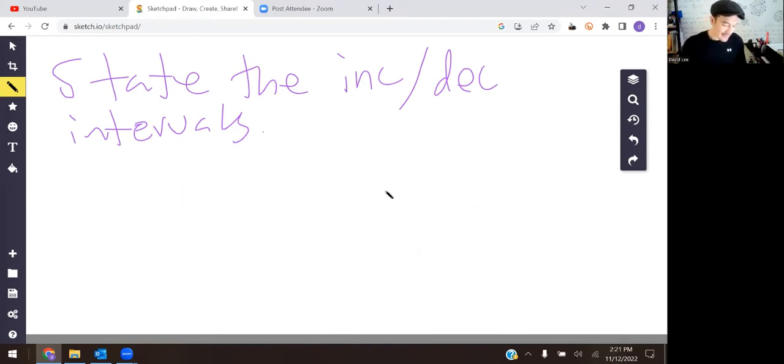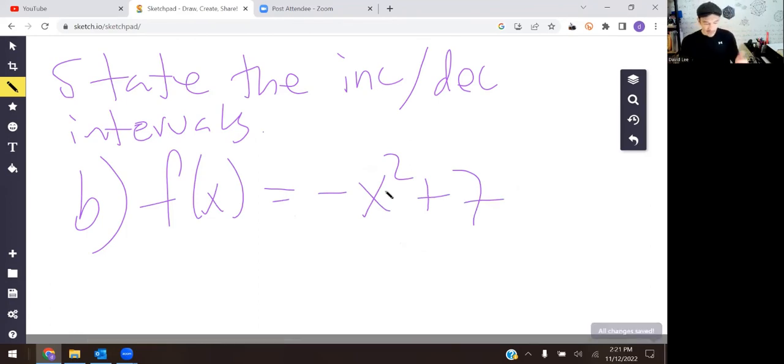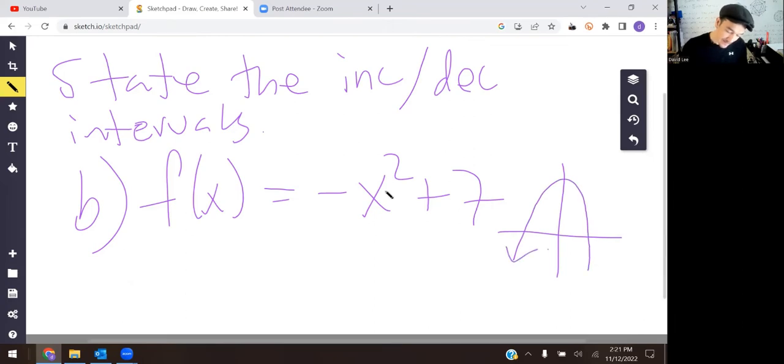What about for something like this? Let's say for part B, you have f of x equals, let's say, negative x squared plus 7. You can use Desmos on your solo quiz, on your team quiz, on everything. I would graph this on Desmos because the graph looks like this. That's what it looks like. And the coordinates there would be 0, 7.